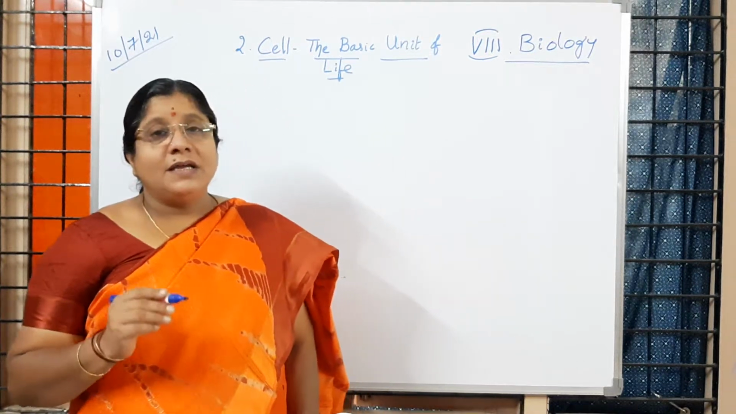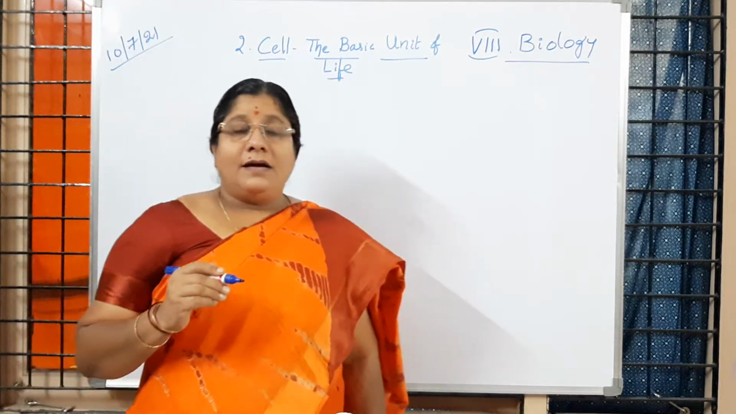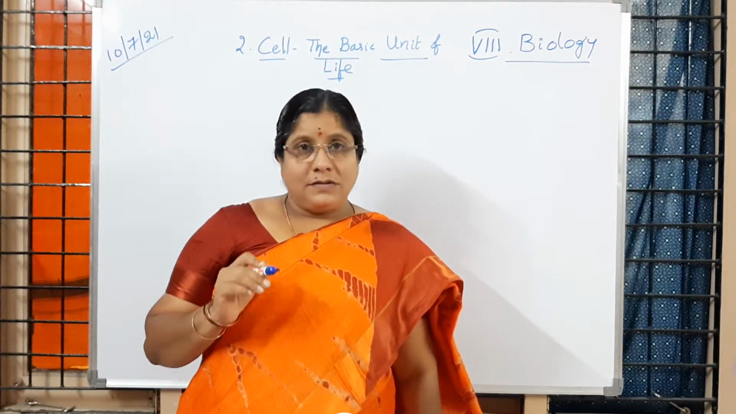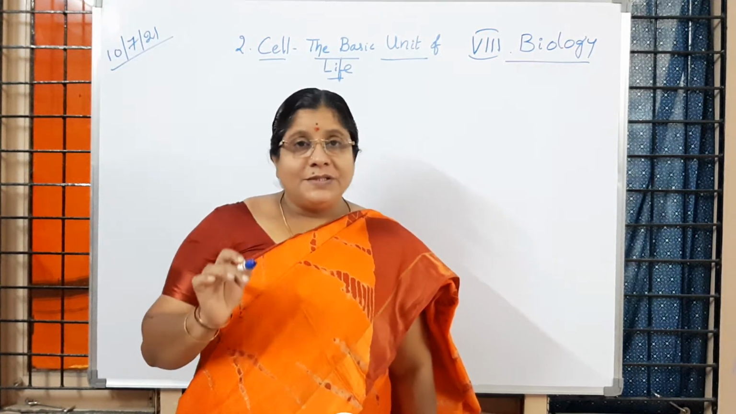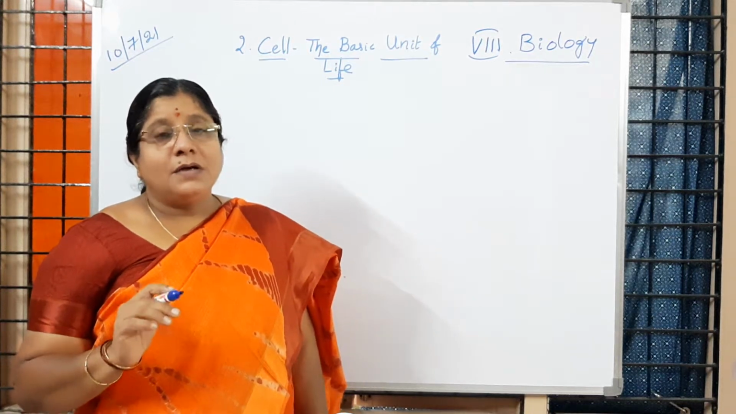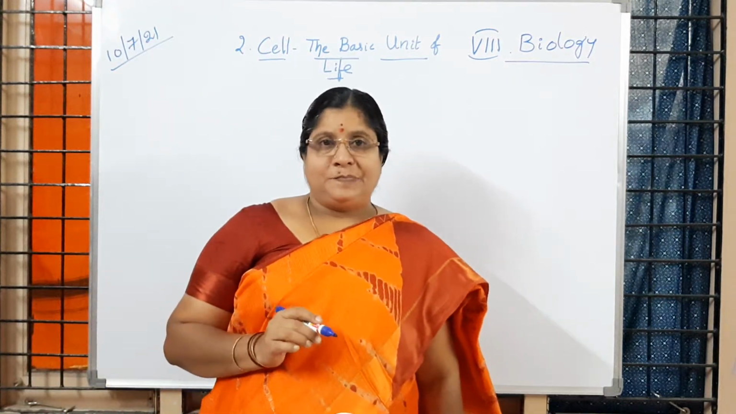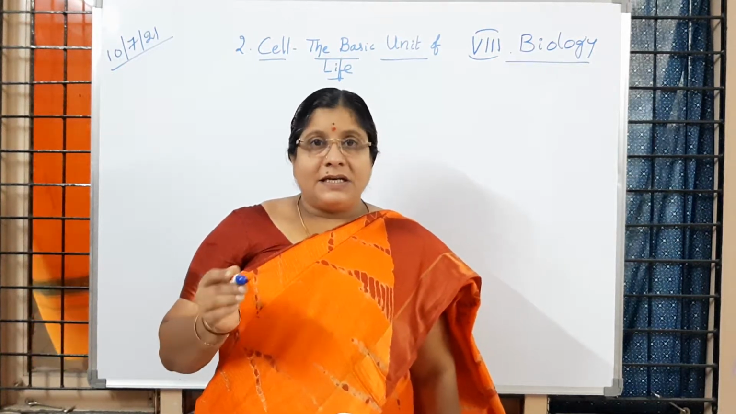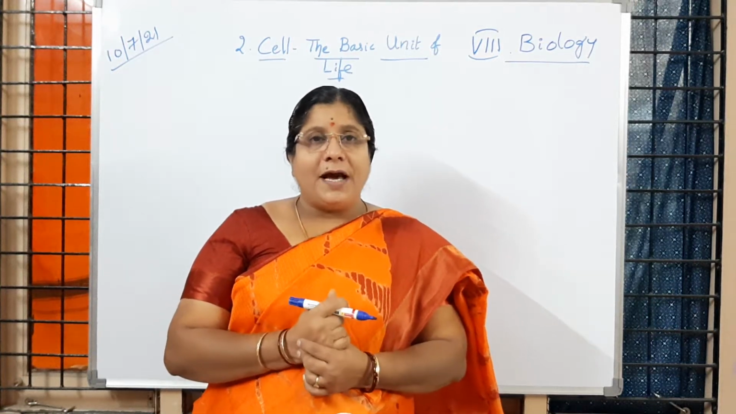Robert Hooke observed the bark cells of an oak tree under the microscope, and he found empty spaces. Those empty spaces, which were observed with a single lens microscope by Robert Hooke, were seen empty, and he named them cells. Cell is a Latin word, and cell means little room, a compartment.